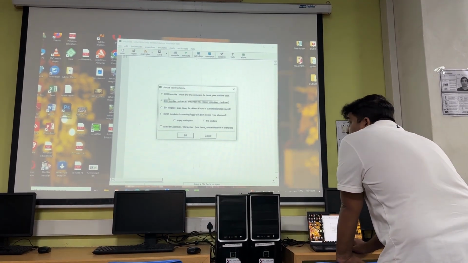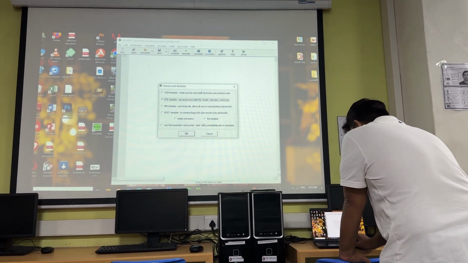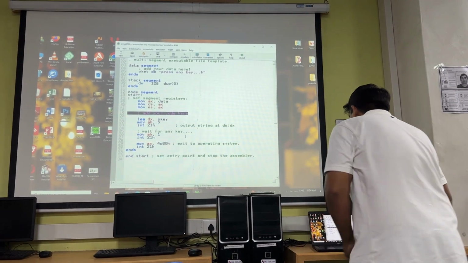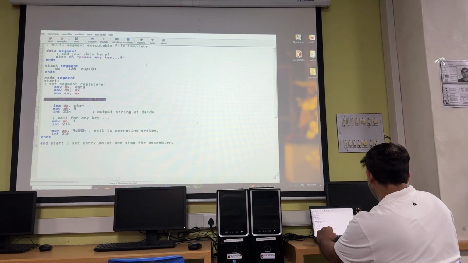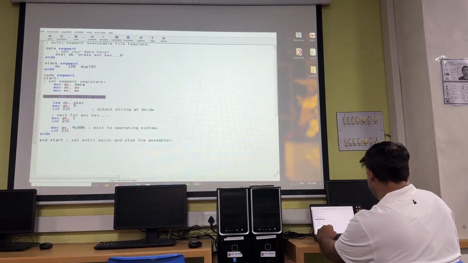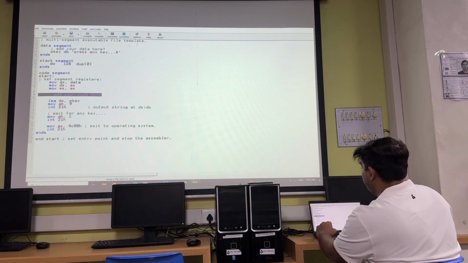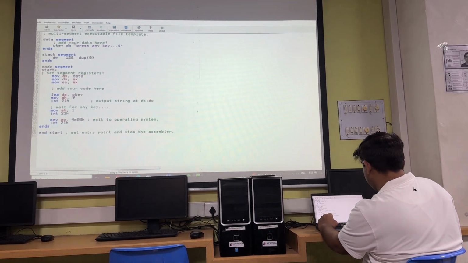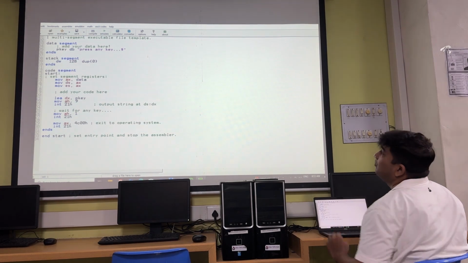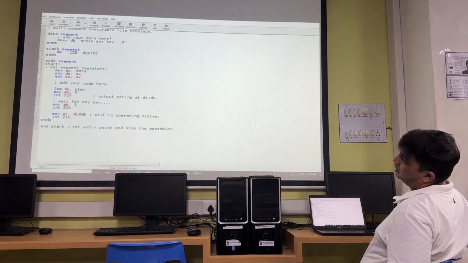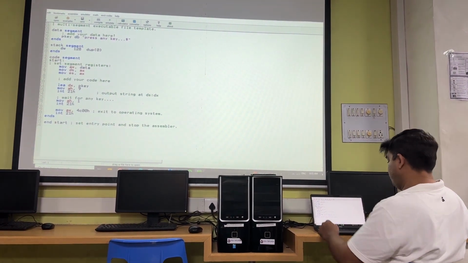You have 4 options. We are going to utilize the exe template, so we'll choose the exe template and it will give you something like this. So your emulator will look like this. Done. Now as you can see over here, whatever is available in green color is your comments. And if you want to write comments in the emulator, use a semicolon, and you can write whatever you want.